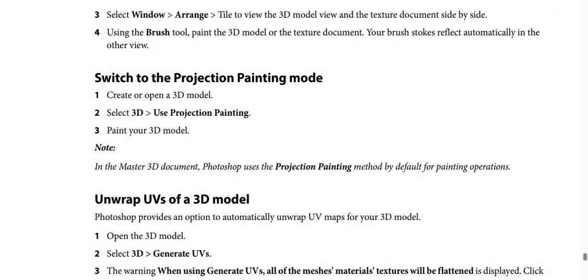So what about switching to the projection painting mode? We have 3 steps. Step number 1: create or open the 3D model first. Step number 2: select 3D, then select use projection painting. And step number 3: paint your 3D model.